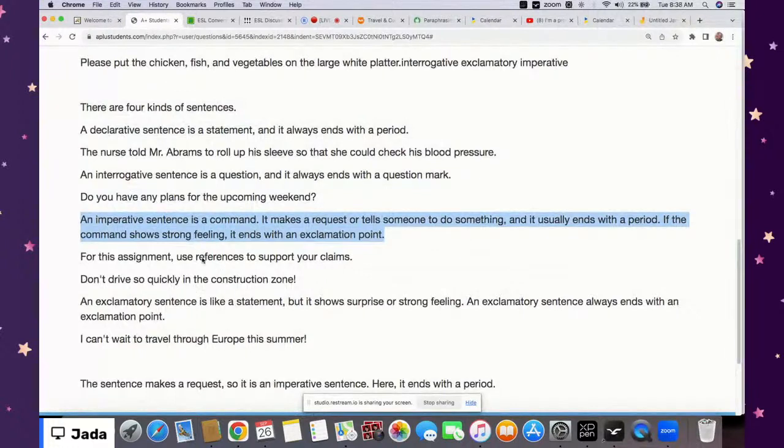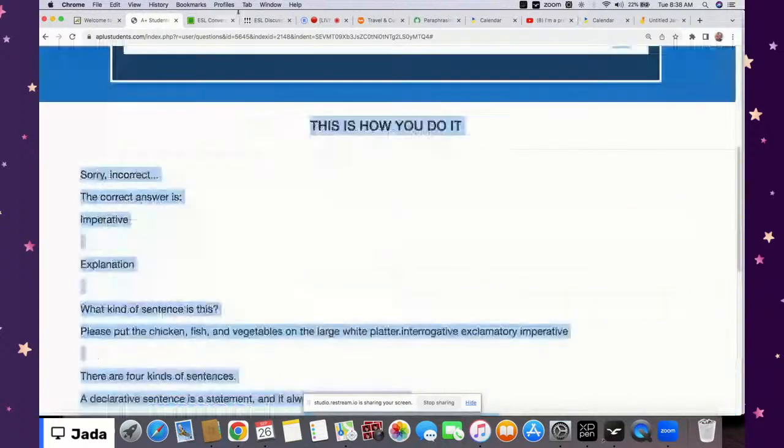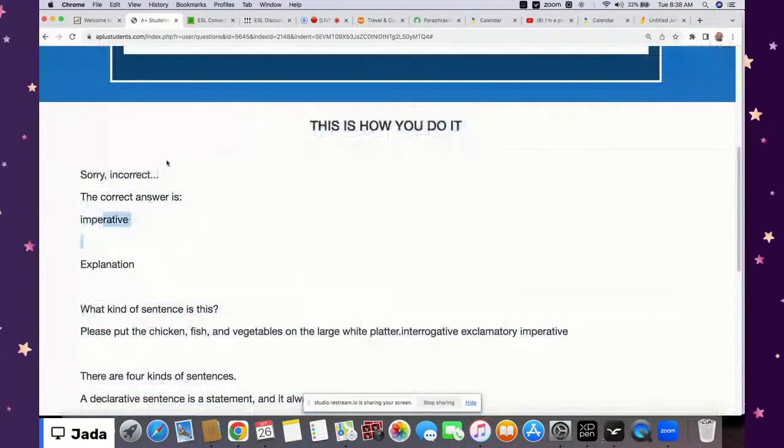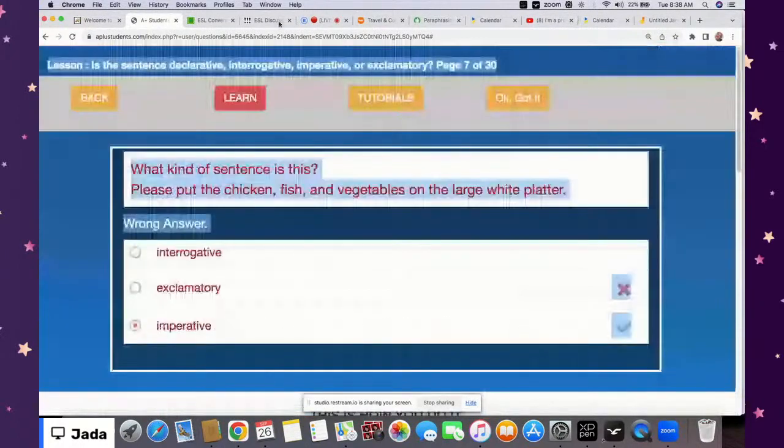So yeah, the imperative is the one that we just saw now. The one that was saying do something was making a request. And then exclamatory is like a statement, but it shows surprise or strong feeling. So that's the difference. So this question now was saying please put the chicken and fish and all that. It is imperative. Okay? So that's it.